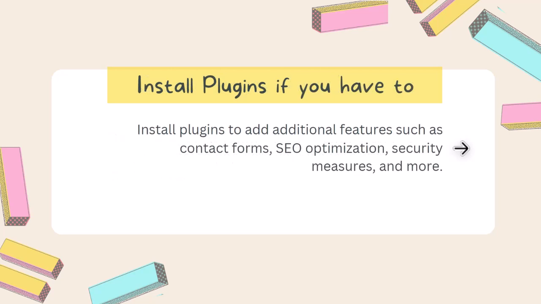And after you've done all that, you get plugins. So install plugins if you have to. Install plugins to add additional features to your website. For instance, if you need a contact form, what you need to do is to install a plugin that enables a contact form. If you need to optimize your website for SEO, you install a plugin that does that. When you need plugins for security measures, all you have to do is to install a plugin that does that.